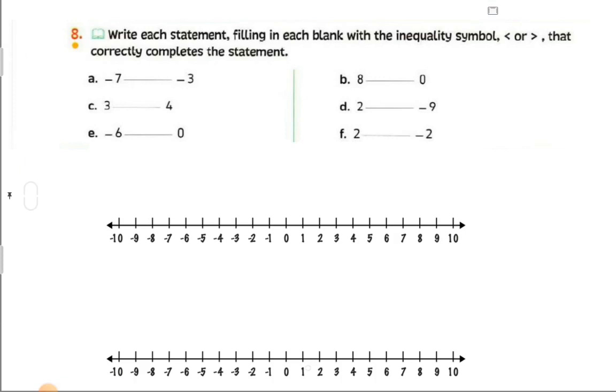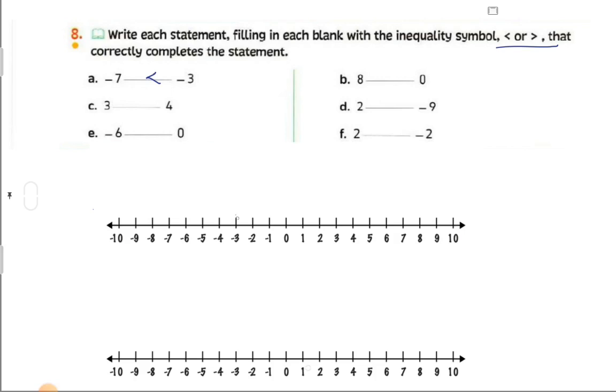Write each statement, filling in each blank with the inequality symbol, less than or greater than, that correctly completes the statement. It's a very important question. Negative 7, negative 3. Which one is the greatest, negative 7 or negative 3? Without the negative, I know that 7 is greater than 3. But with the negative, negative 3 is greater than negative 7.